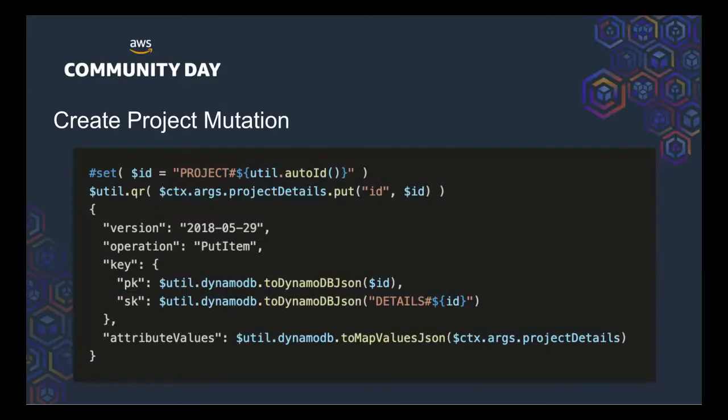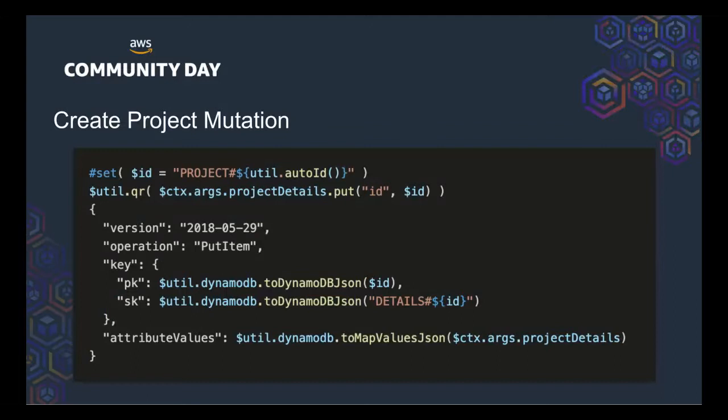So to start things off, we'll create a project for our application. And to do this, we will use a DynamoDB PutItem API. Using the AppSync util object, we can generate a v4 style random UUID for the ID field. And using the AppSync DynamoDB utils, we're ensuring that all the attributes for our project are mapped to the correct DynamoDB types for the API call.